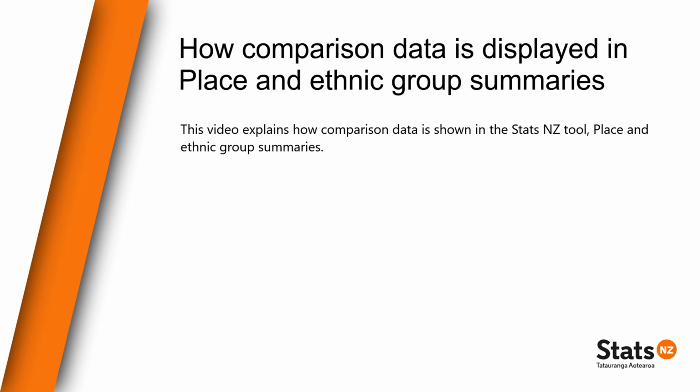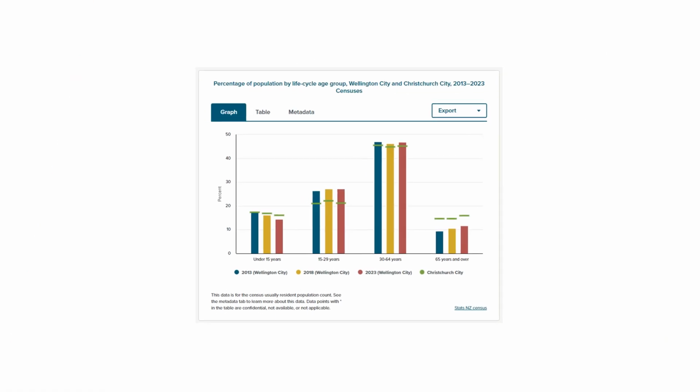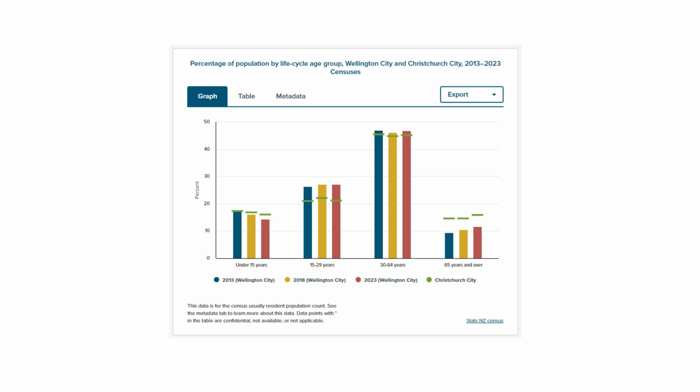All data shown in the tool is compared to either the New Zealand population or to the place or ethnic group you have selected for comparison. When the data is shown in a single graph, the comparison is represented by a green line overlaid on the graph. This means that you can quickly see how two areas or ethnic groups compare in each category shown.